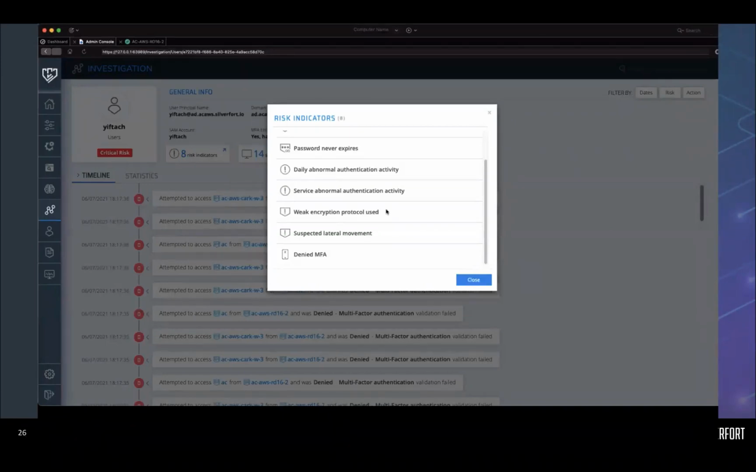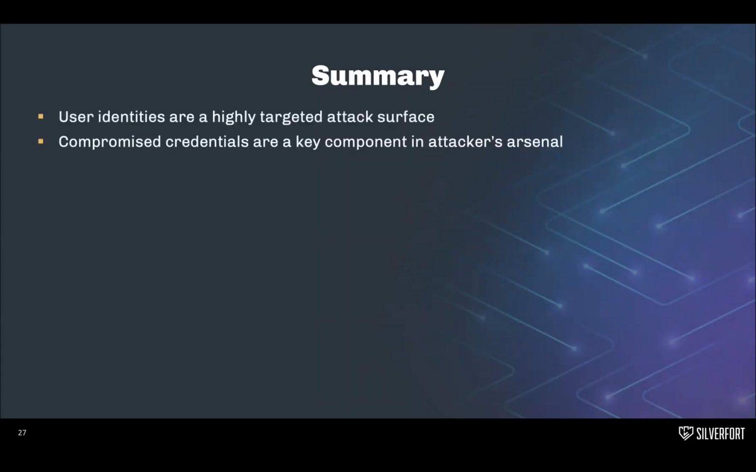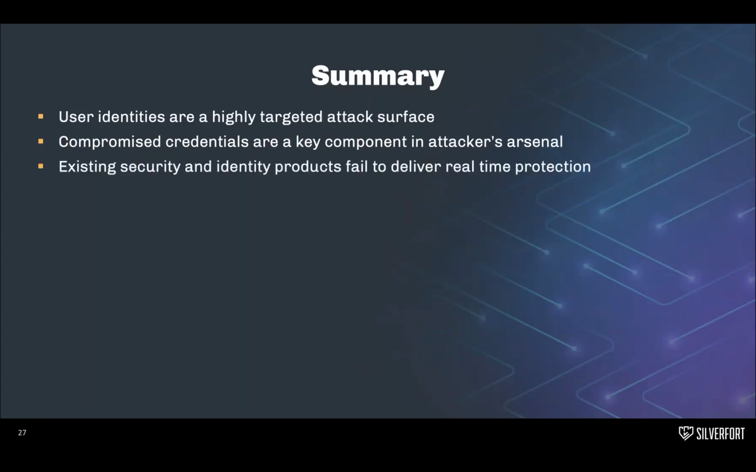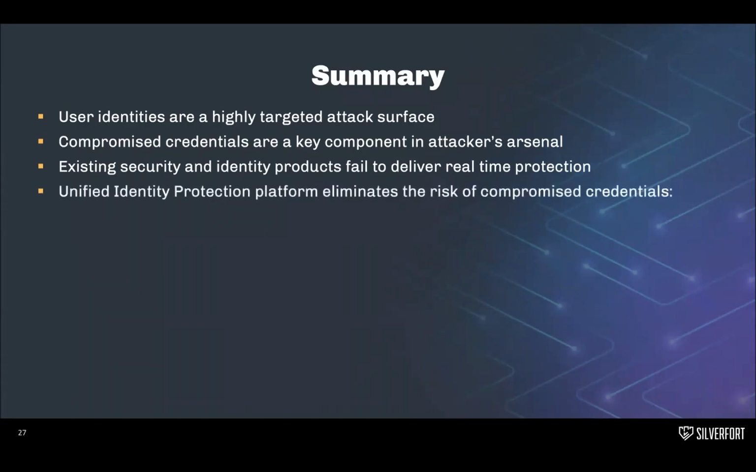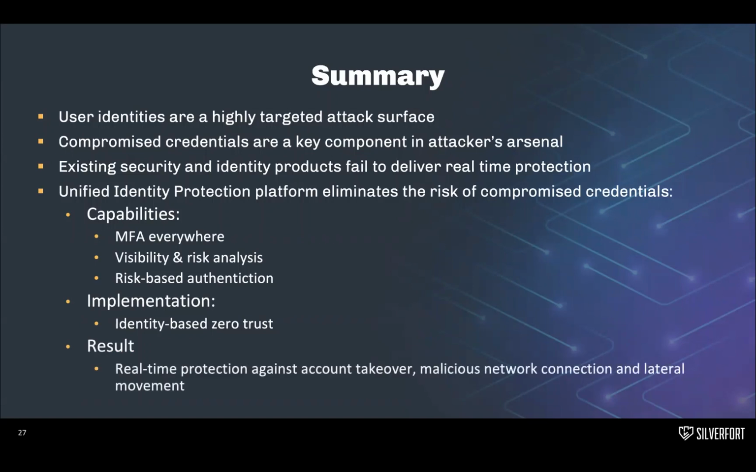And this is how we have prevented this identity-based attack with my compromised user credentials, based on the ability to detect malicious patterns. So if we summarize everything we've talked about, we've learned that compromised credentials are a key component in the attacker's arsenal. We also understand user identities are a highly targeted attack surface. Existing security identity products fail to deliver real-time protection against attacks that rely on compromised user credentials. And a Unified Identity Protection Platform eliminates this risk altogether. How? With the capabilities of MFA Everywhere, visibility and risk analysis, risk-based authentication, and implementation of identity-based zero trust. And all of this basically gives us the result of real-time protection against account takeover, malicious network connection, and lateral movement.